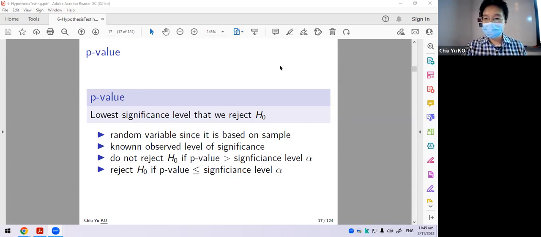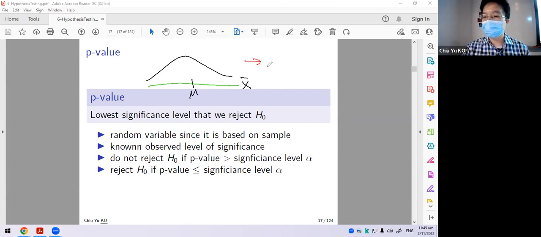Just look at the idea of what we have said. If this is the mu and this is the case, and suppose you reject on the right-hand side, suppose H1 is mu bigger than A. Suppose this is the rejection region, and if you change the alpha, you would just adjust the rejection region.